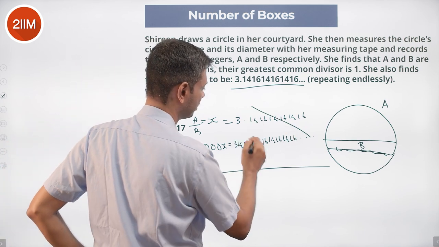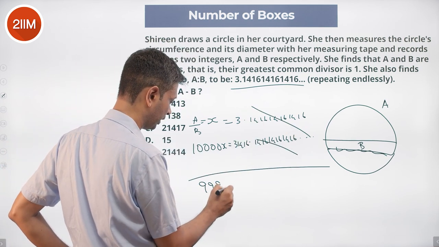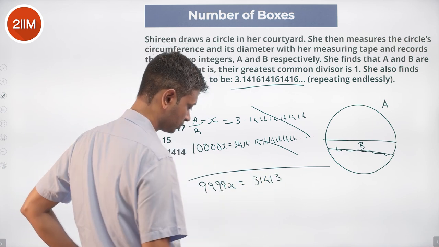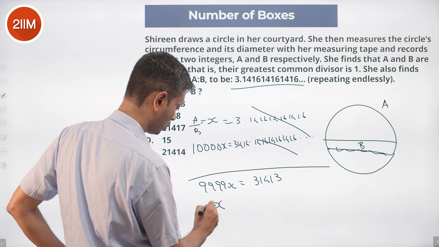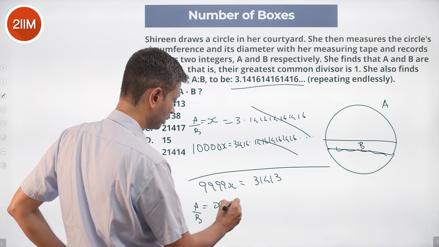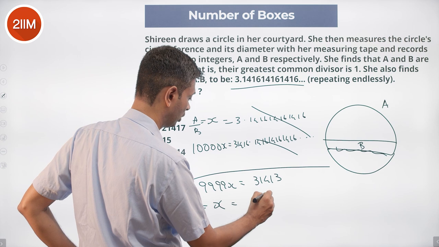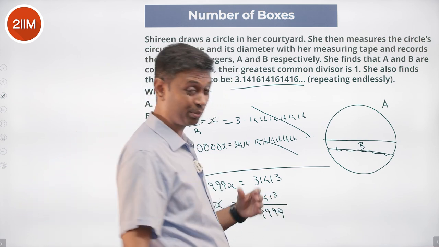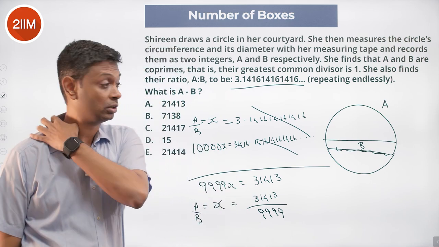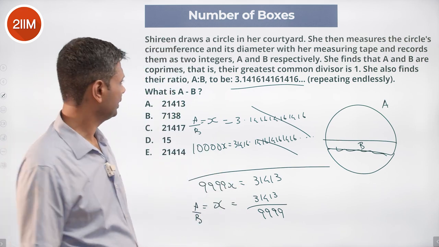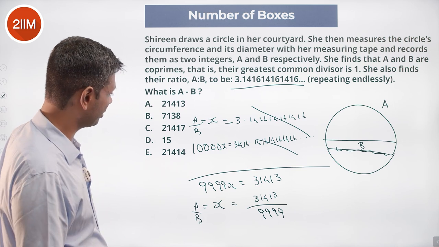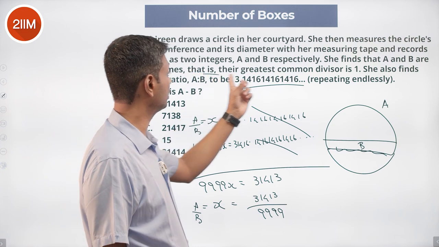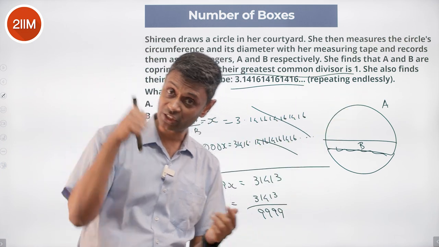This part completely disappears. I have 9999x equal to 31413, or X, which is A by B, equal to 31413 by 9999. Should be a very nice approximation of pi. Rather nice. What is A minus B? Subtract this from this, which should be true, but their greatest common divisor has to be 1. You have to simplify this fraction.